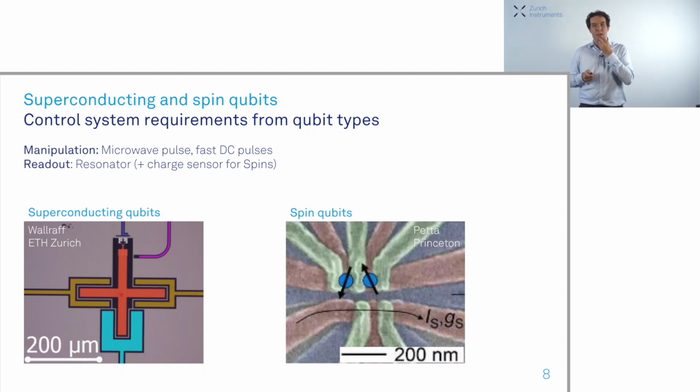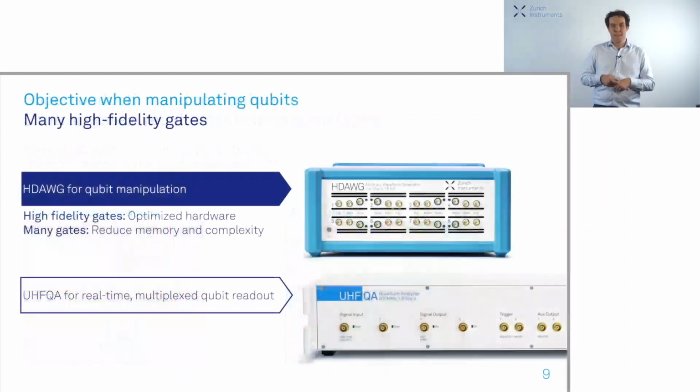But let's focus now on how our instruments can manipulate these qubits and how we can generate these pulses in a sustainable manner. For this, we will have a look at our HDAWG, our arbitrary waveform generator, and we will discuss the main task that it has to do, which is playing many high fidelity gates. And this has essentially two components. On the one hand, we really need great hardware to reach these high fidelity gates. On the other hand, we need to reduce the memory and the complexity of our waveforms and sequences to be able to play many gates.